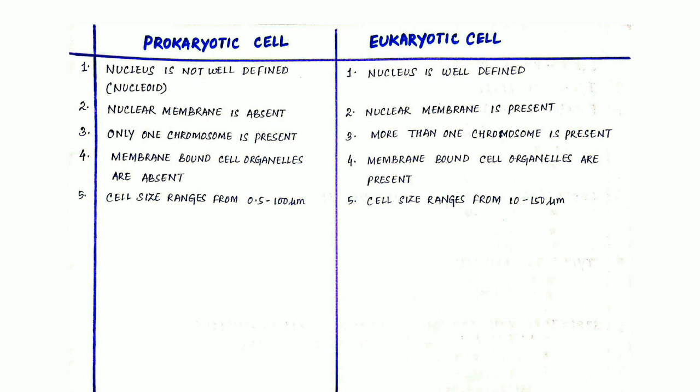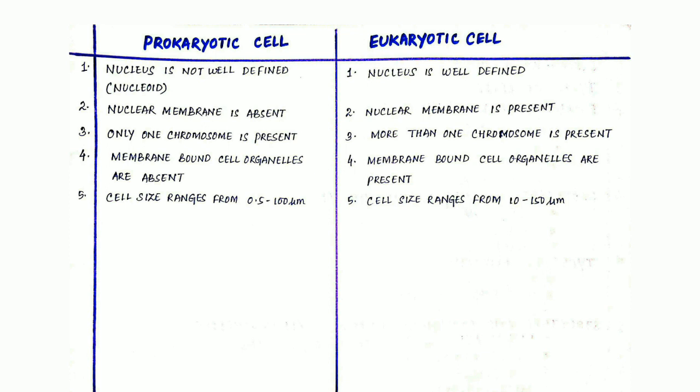Let's take a look at the differences between a prokaryotic cell and a eukaryotic cell. In case of a prokaryotic cell, the nucleus is not well defined and it is known as a nucleoid. But in case of a eukaryotic cell, the nucleus is well defined. In case of prokaryotic cell, the nuclear membrane is absent, whereas it is present in case of a eukaryotic cell. Only one chromosome is present in prokaryotic cell, whereas more than one chromosome is present in eukaryotic cells. Membrane-bound cell organelles are absent in prokaryotic cells, whereas membrane-bound cell organelles are present in eukaryotic cells.